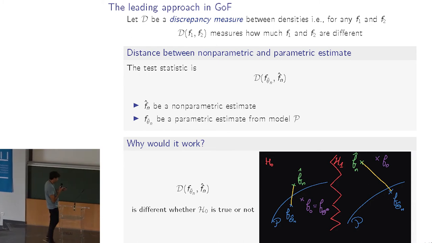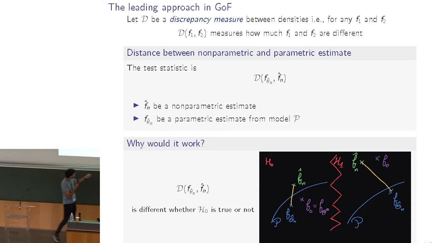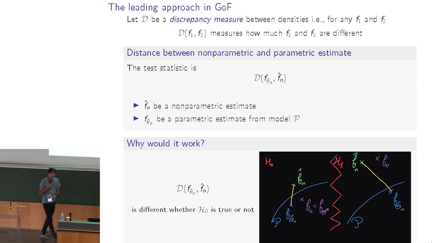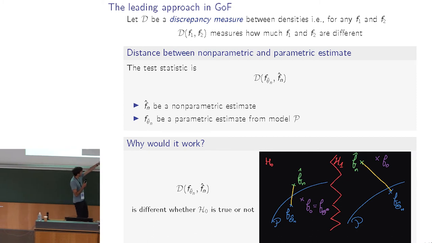Looking at that, it's a simple idea. It's based on this fact. So this is the picture. In the first case, under the null, the true density, which is here in pink, lies inside the model, making the parametric approach really good. Otherwise, under the alternative, the parametric approach becomes really poor, a really bad estimate.